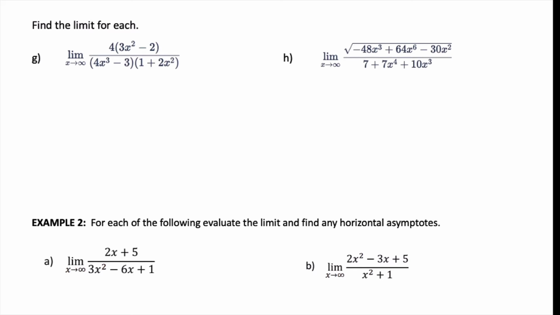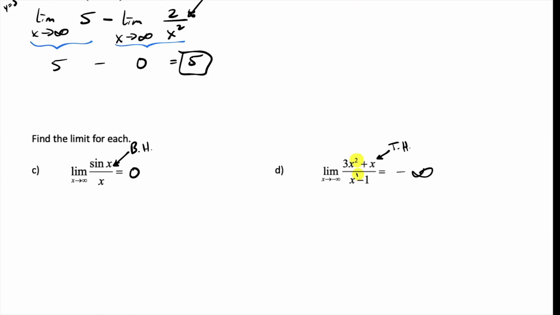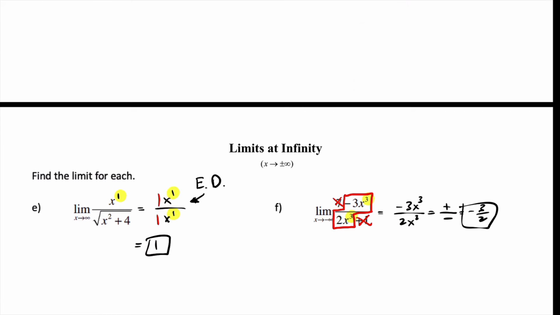What's the only thing I care about when I'm looking at these, when I have a limit as x approaches infinity or negative infinity? Which exponents? Yeah, more specific. Which exponents? The degrees, right? Wherever the degrees were, that's the only place I cared about, the highest exponent.